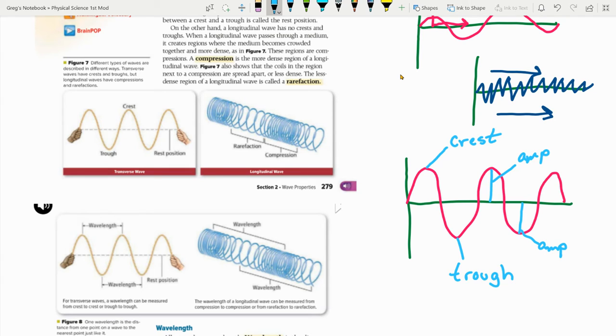Now, we also have what's called the wavelength. The wavelength is going to be one crest and one trough. This area right here, I'm going to go like this so I'm not making a big mess out of things, from rest to rest and trough to trough, or one crest and one trough, is known as the wavelength.